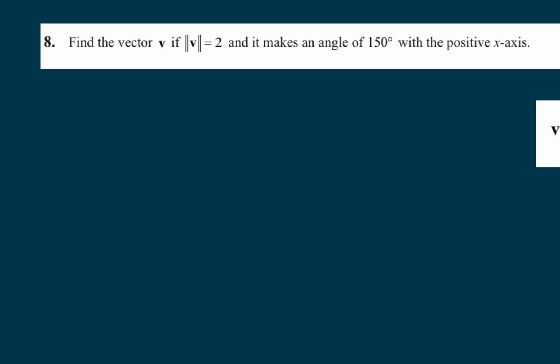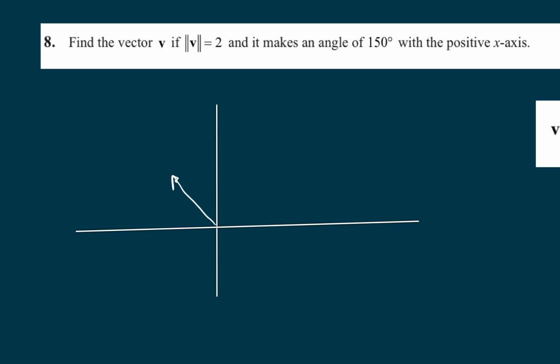Next problem: find the vector V that has magnitude 2 and makes an angle of 150 degrees with the positive x direction. So who is the vector? Let me locate the vector. The vector has magnitude 2. So this vector has the magnitude 2. This is the magnitude, 2 units.